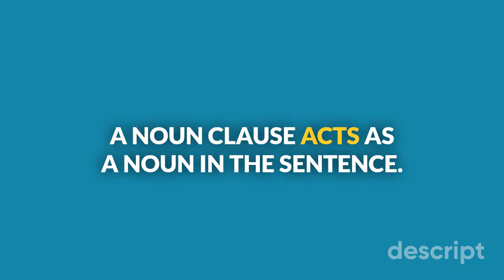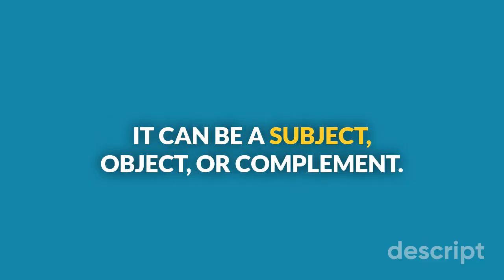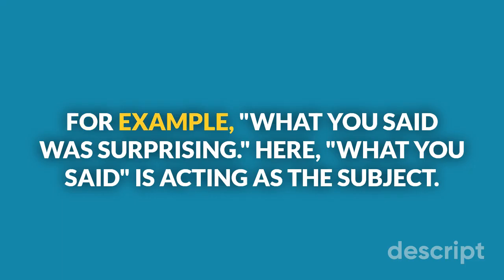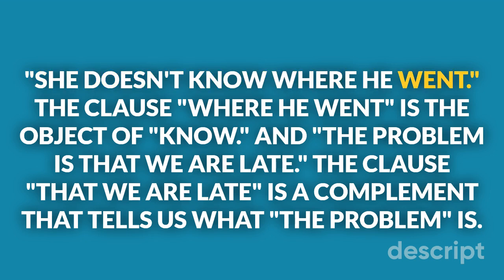A noun clause acts as a noun in the sentence. It can be a subject, object, or complement. For example, what you said was surprising. Here, what you said is acting as the subject. She doesn't know where he went. The clause where he went is the object of know. And the problem is that we are late. The clause that we are late is a complement that tells us what the problem is.